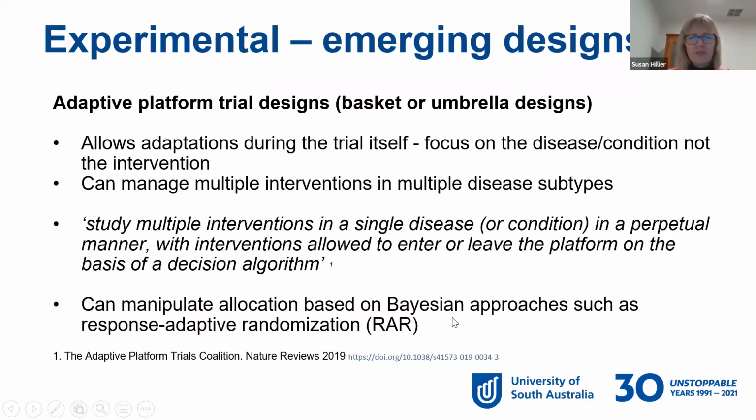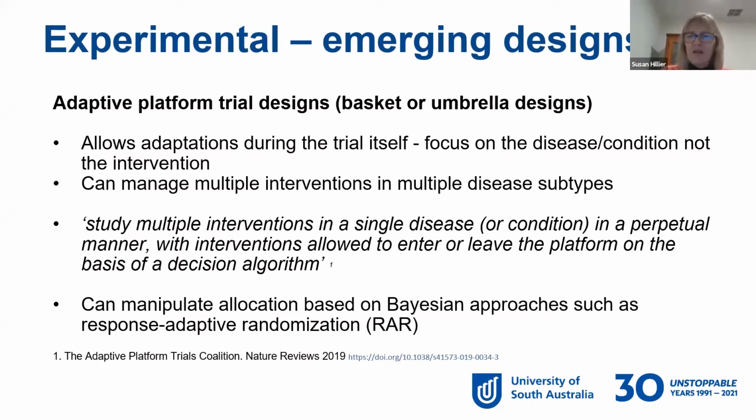Next, we'll just have a quick look at emerging designs in the experimental basket, and one that has emerged in the last probably 10, 15 years in particular are the adaptive platform trial designs. These particularly have emerged more in the therapeutics and drug trials, however there have been some examples in rehabilitation. They may have been reported as basket or umbrella designs.